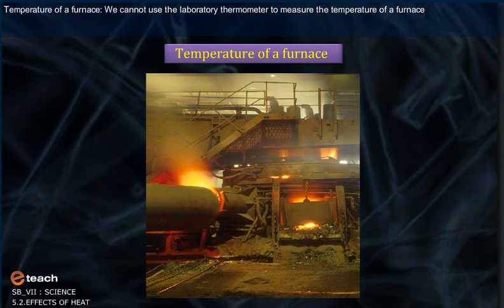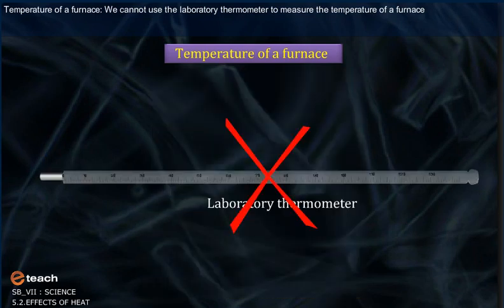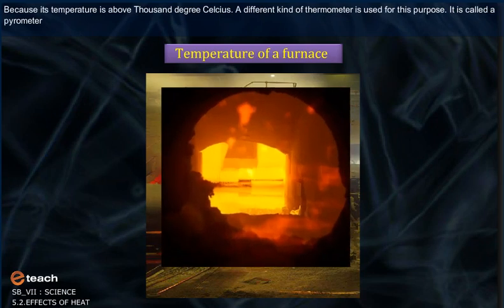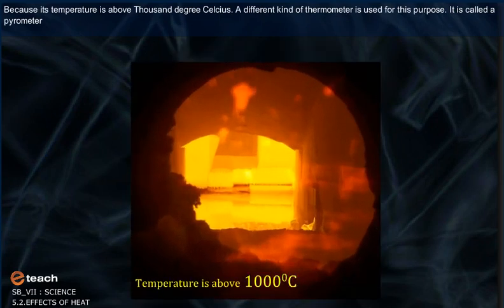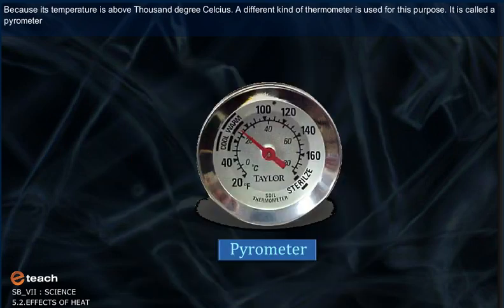Temperature of a furnace. We cannot use the laboratory thermometer to measure the temperature of a furnace because its temperature is about 1000 degrees Celsius. A different kind of thermometer is used for this purpose. It is called a pyrometer.